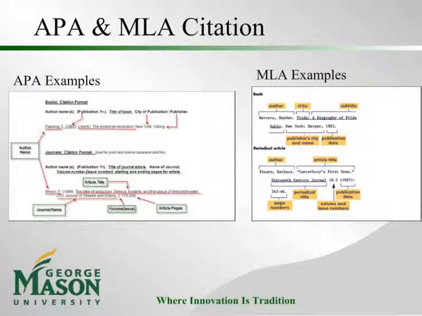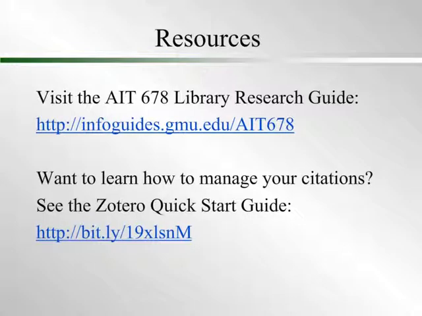Need a refresher on APA and MLA citation styles? Here are examples of APA and MLA citation for both a book and an article. For links to all the resources discussed in this tutorial, including links to the APA and MLA citation guides online, visit the Library Research Guide for AIT 678 at infoguides.gmu.edu/AIT 678. Want to learn how to collect citations and create easy bibliographies? Check out the Zotero Quick Start Guide to learn more.